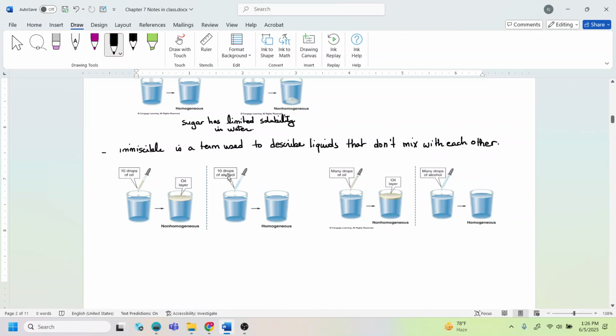On the other hand, if you take an alcohol, 10 drops or many drops, and you add them to the water, the alcohol is going to dissolve in water. So you're not going to have any separation of phases. You'll have a homogeneous solution. We would say that the alcohol is miscible in water. Oil, no matter how much you add, 10 drops or many drops, is not miscible. It forms two phases, and it forms a non-homogeneous solution.